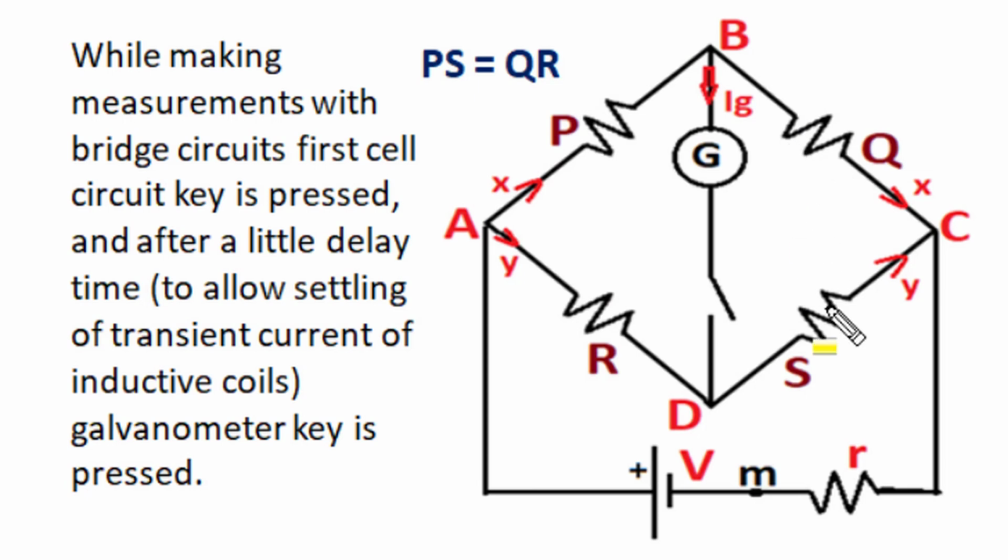In our Wheatstone bridge circuits, this resistance wire is used in a coil configuration, and in coil configuration with resistance a little amount of inductance is also present. During measurement we first connect the voltage source to the circuit and allow a little time delay, and only then we press the galvanometer key so that the transient current of coil inductance may settle and we get error free readings.